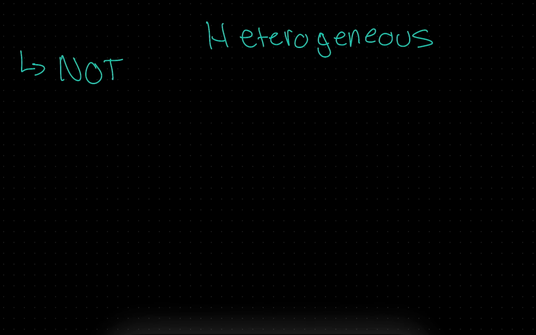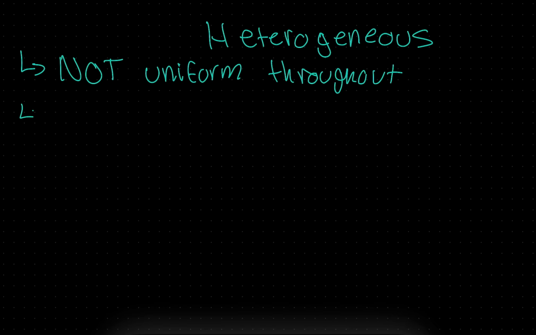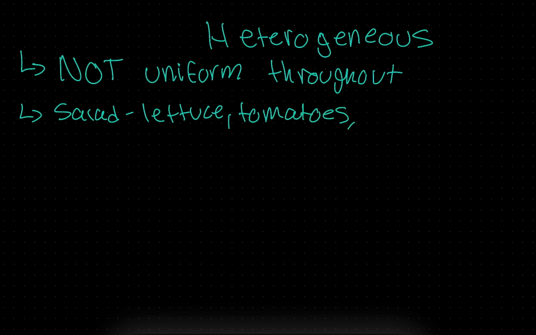So, what are heterogeneous mixtures? A heterogeneous mixture is not uniform throughout. This essentially means you can see the different parts and they're not evenly mixed. For example, what's something that you eat when you're trying to go on a diet, right? A salad. You can see the lettuce, the tomatoes, the cucumbers. It's not evenly mixed, and it's very visible, right?